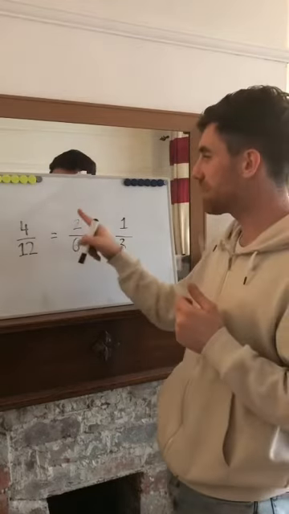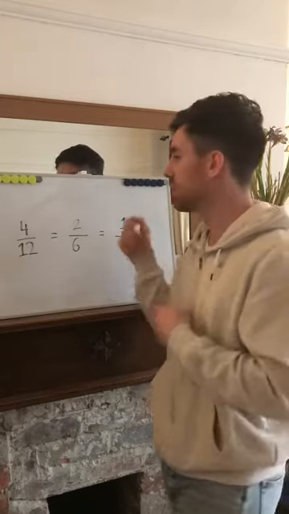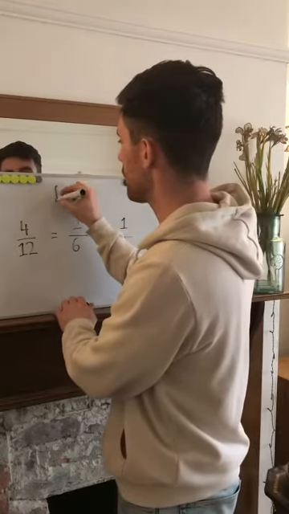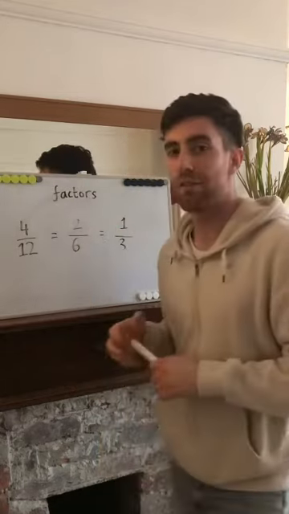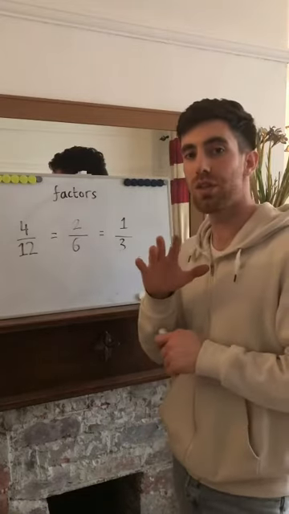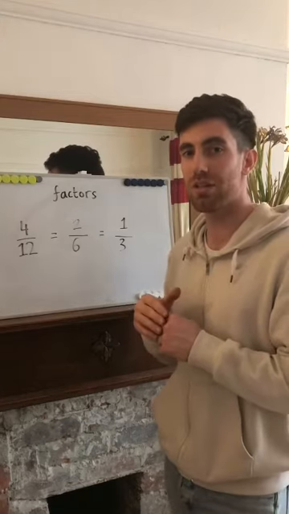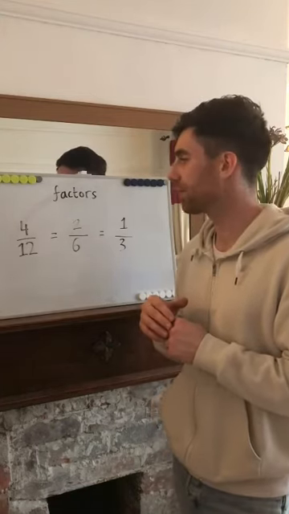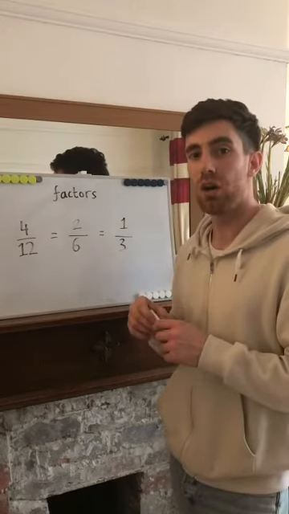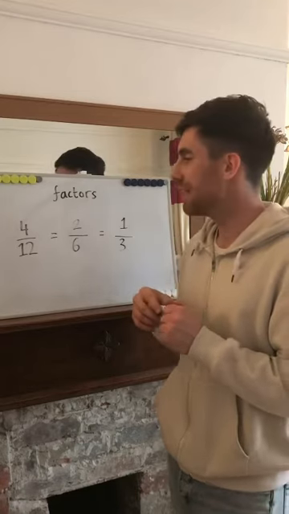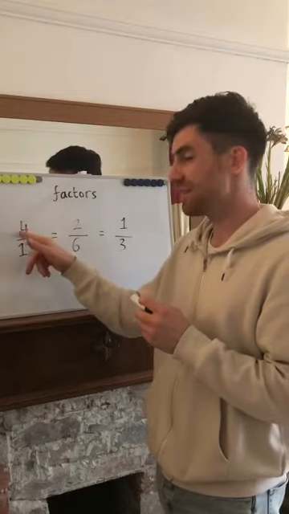Now, these are equal because of another word that we're going to go over. You would have heard it. That word is factors. So have a pause, think about what do I mean by the word factors. So hit pause, have a think to yourself. Okay, so you've had to think about what factors are, and all factors means is what numbers you can multiply by to get this answer.